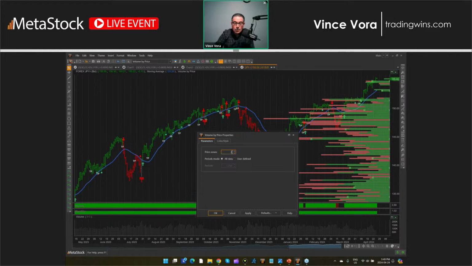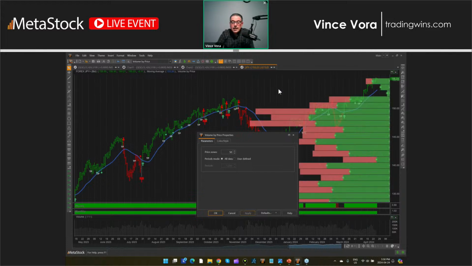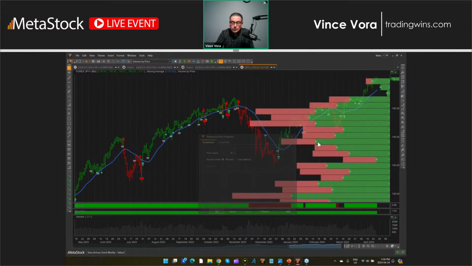I can't seem to get rid of the 2 there. Bear with me here. There we go. And apply. That gives us a better idea of where there might be some volume. So you notice that once you clear this area, you see how these bars keep getting smaller and smaller? So if you're in this area here, it's an easy road ahead.